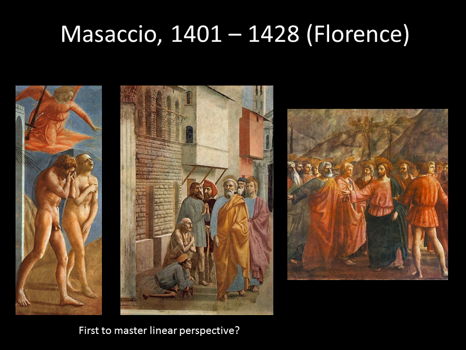Masaccio is thought to have been noticed. He died at the age of 27, which is pretty remarkable. But he is thought to be the first of the Italian painters to really master linear perspective. This is 100 years after Giotto. But here, you can absolutely measure.